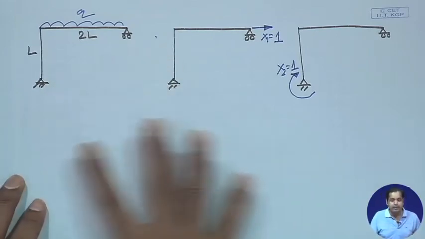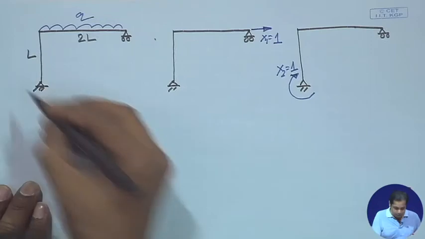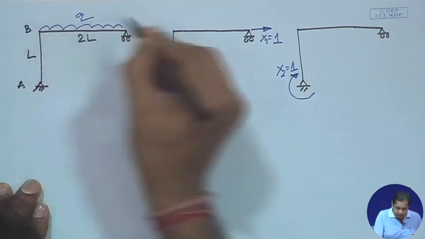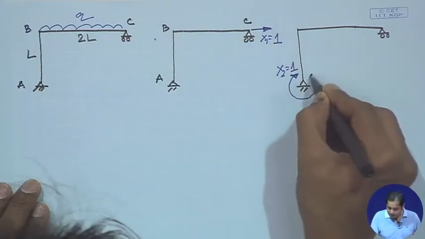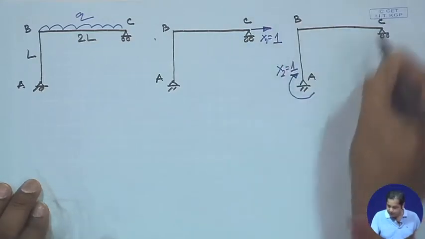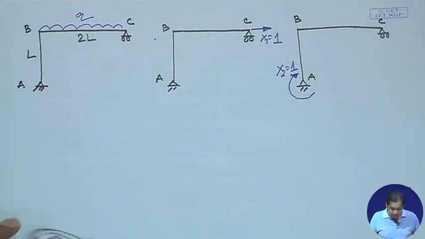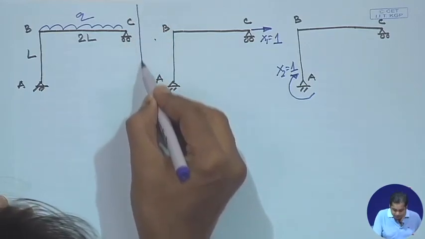We need to find out the expression for bending moment for the entire structure A, B, C. So, A, B, C, then A, B, C. Let us do that. We have already done some calculation. Let us divide it into three parts.